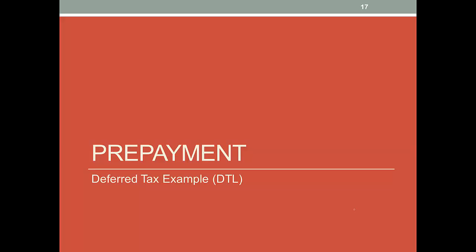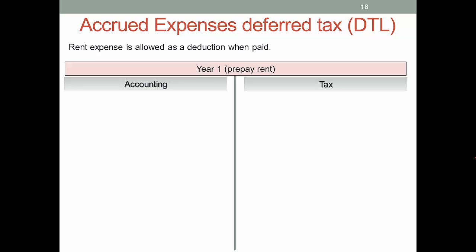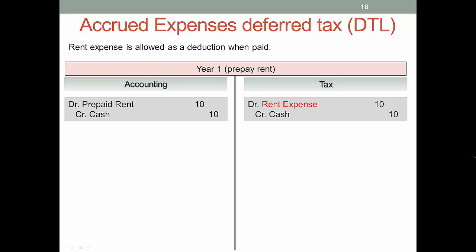Let's have a look at a prepayment. We're going to look at rent, a common prepayment. Rent expense is allowed as a deduction when paid. So when you pay it for accounting, you're going to record an asset called prepaid rent. But if it's allowed as a deduction when paid, that means the tax rules are allowing you to record an expense to reduce profit. So you're paying less tax than you're causing because your tax profit's less than your accounting profit. So you know you're going to have a DTL.